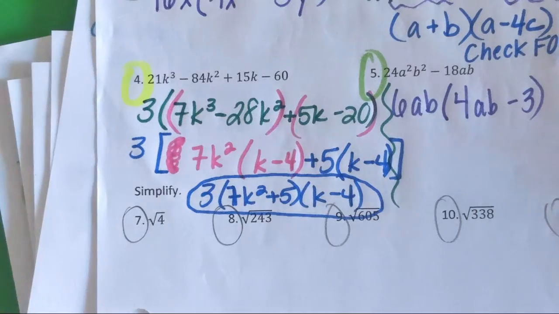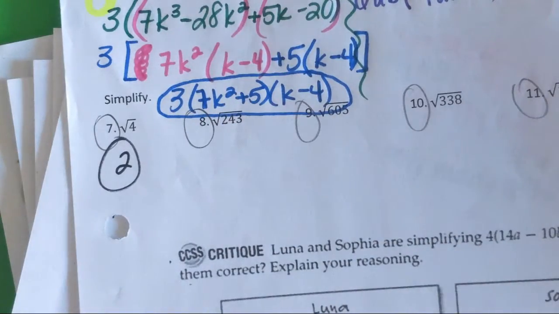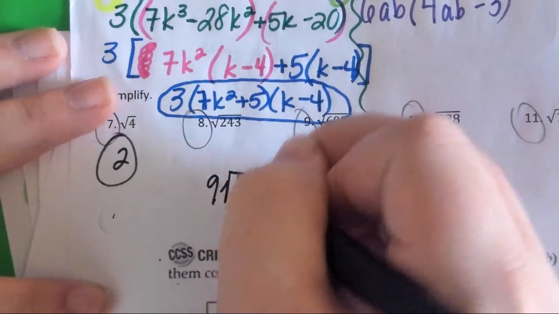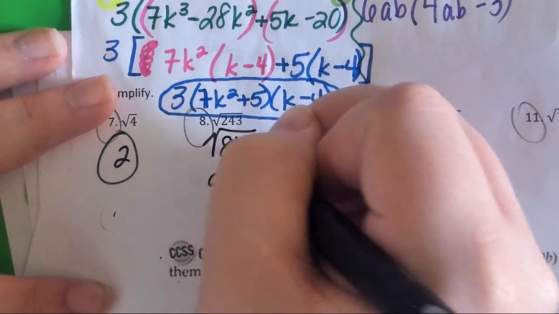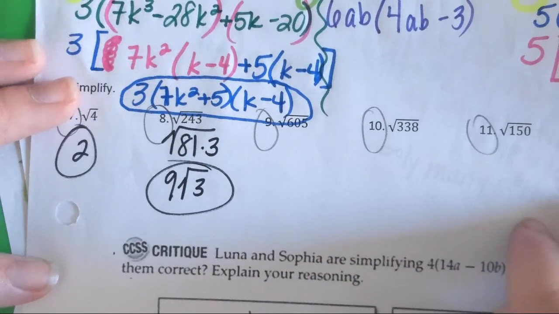2. Square root of 4 is 2. Next. She gets a point for that. Yes, Paige. 9 square root of 3. It is 9 square root of 3 because it's 81 times 3. The square root of 81 is 9, so 9 square root of 3. Paige gets a point. Next.